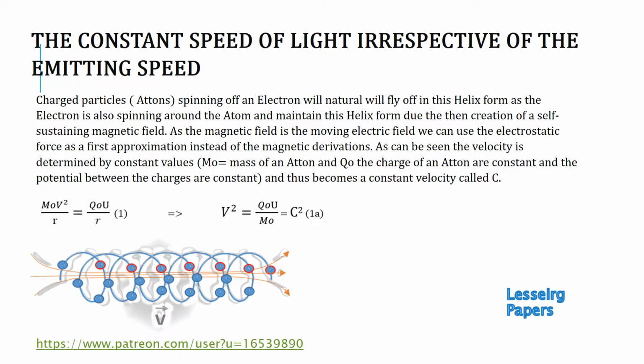So we have V squared equals the charge divided by the mass. And as the potential of the charge is pretty much the same, we have a constant, because the charge is constant, the mass is constant, and the potential of the charge is constant. So basically, V squared becomes c squared. And this is the fundamental, simple reason why the speed of light is constant irrespective of the emitting body.